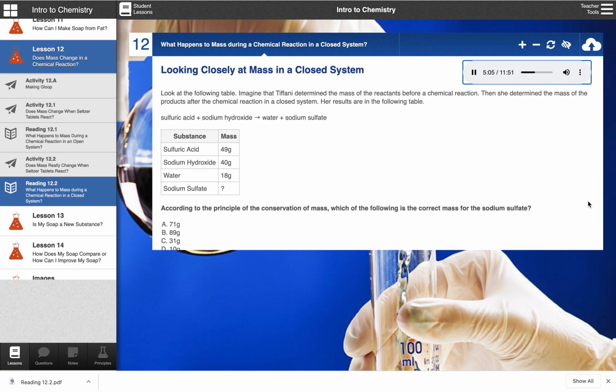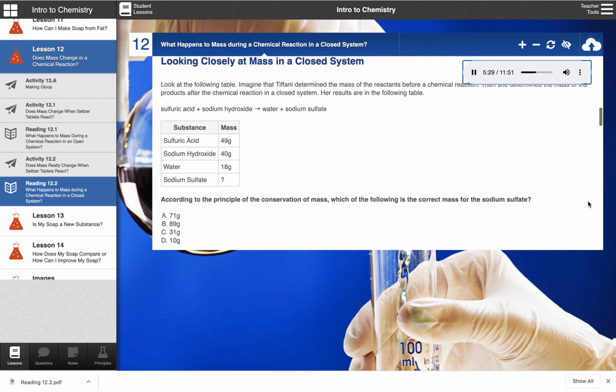Looking closely at mass in a closed system. Look at the following table. Imagine that Tiffany determined the mass of the reactants before a chemical reaction. Then she determined the mass of the products after the chemical reaction in a closed system. Her results are in the table below.